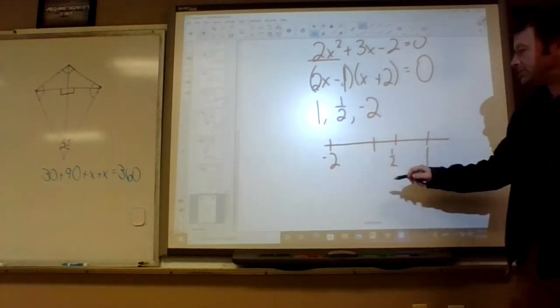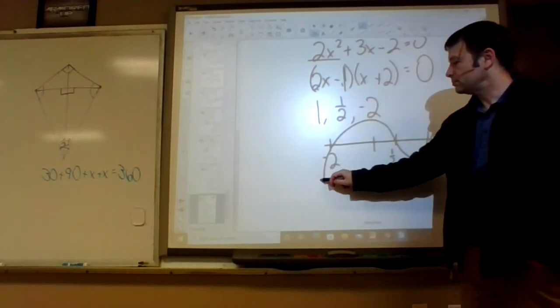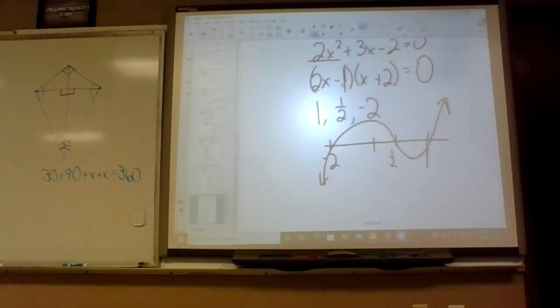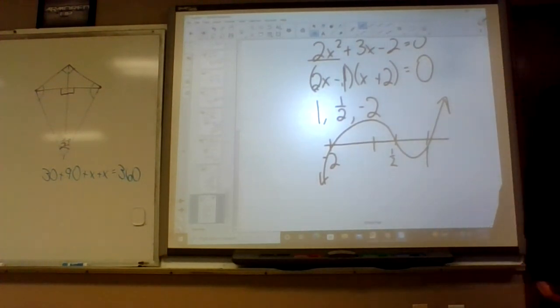So it'll be an N shape again, so something like this. And we're looking for where it is less than 0. So where do you think that is?